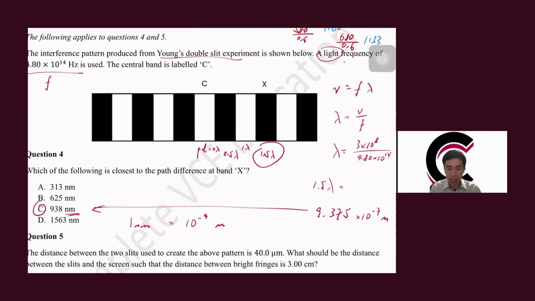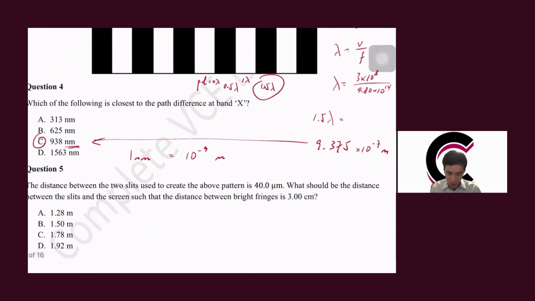But the idea is you can do some sort of labeling right here to help you to think. Whenever you get these interference patterns, don't write down n equals to what. Simply put down the path difference is how many lambdas.